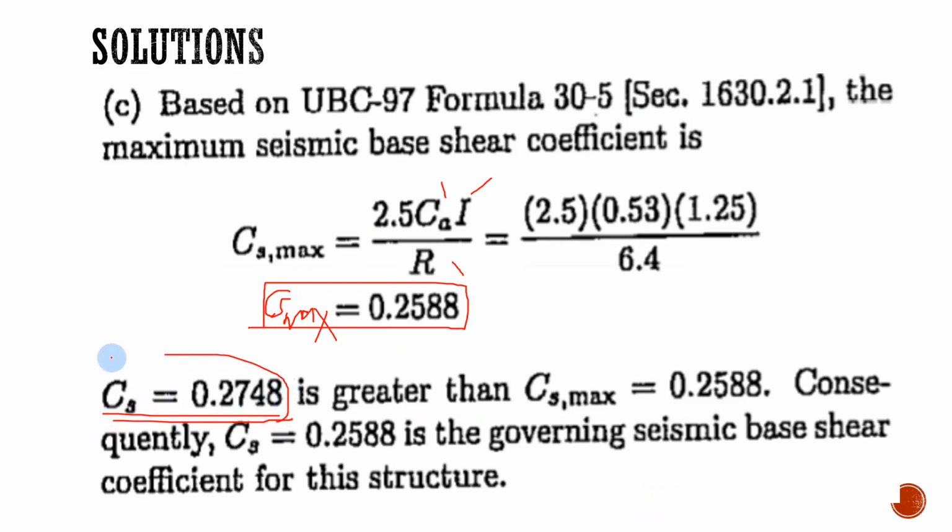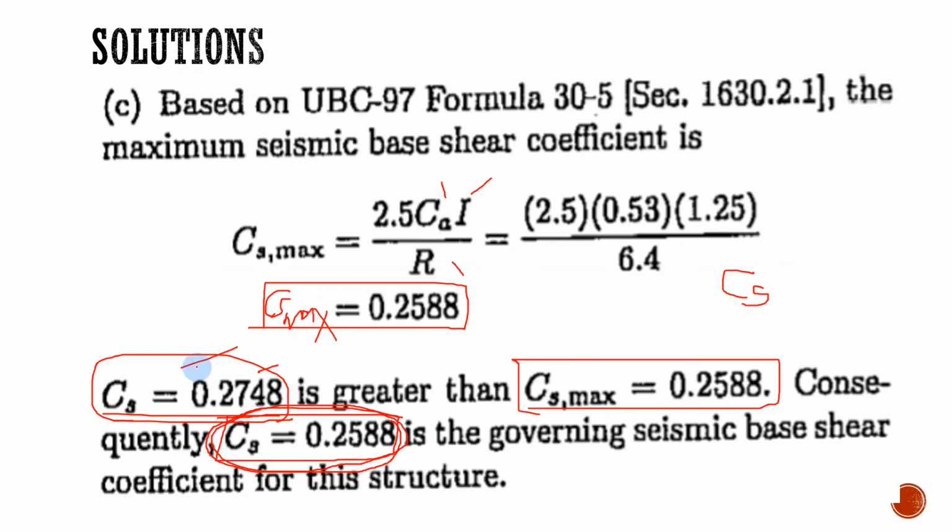So this is the basic, normal CS, which is higher than your maximum. So the allowable maximum CS, consequently, is 0.2588, the governing seismic base shear coefficient for this structure. The basis is the CS max. So if you are asked which CS to use, you answer 0.2588. Your basic CS must be less than or equal to CS max, but greater than or equal to CS minimum. That is the condition.